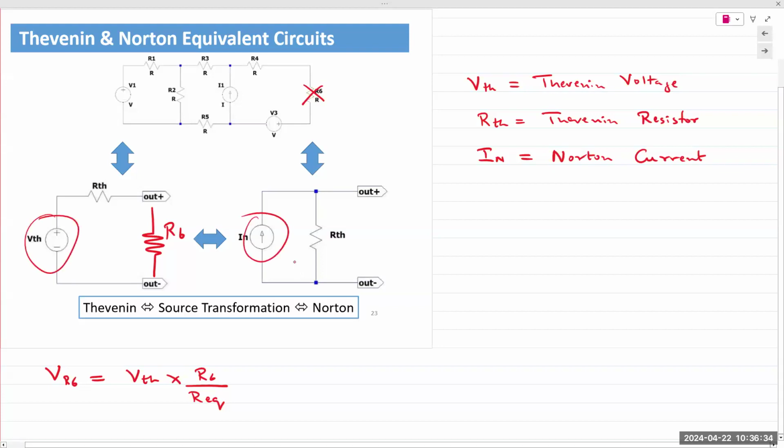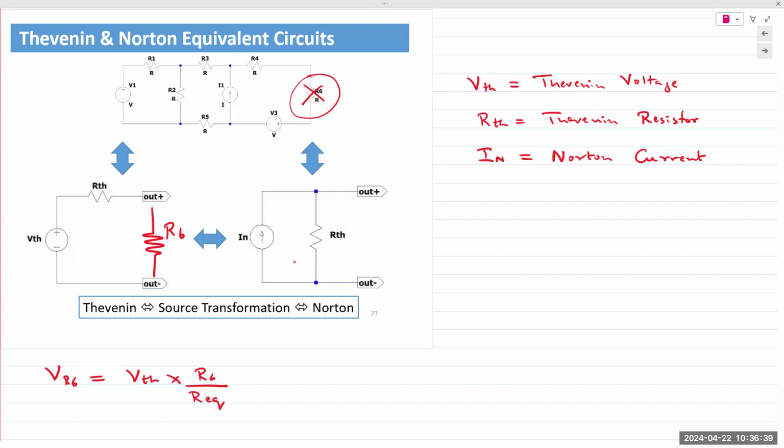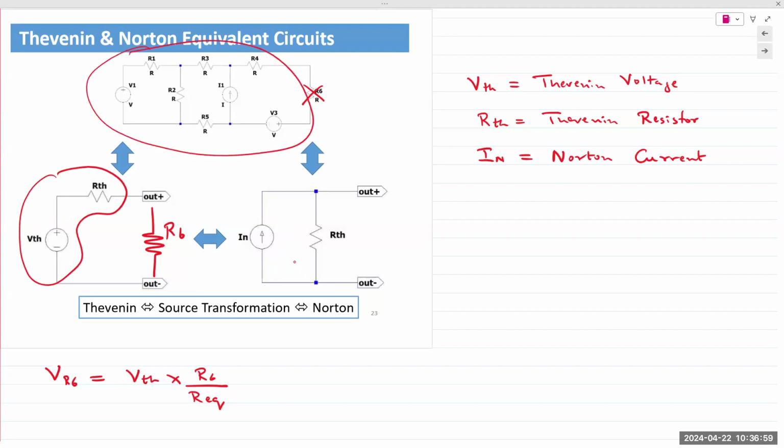If you remember the example, I stated that if your job was to find a value for R6, you could analyze the rest of the circuit by excluding R6 and determine the value of that voltage source and the resistance for that network, right? So this large linear network is equivalent to a single voltage source in series with a resistor, or it could also be considered equivalent to a current source in parallel with a resistor.